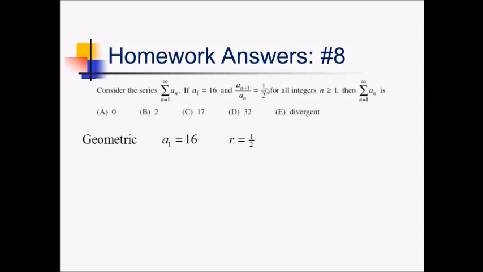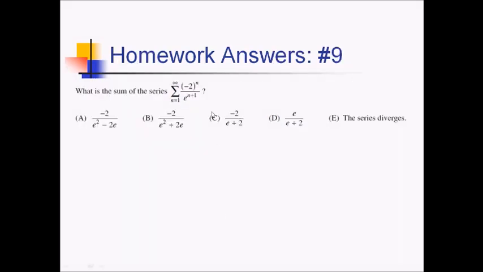Since my r value, absolute value, is 1/2, and this is less than 1, that means this geometric series will converge. So let's go ahead and find out what it converges to. My infinite sum formula is a1 over 1 minus r. So I can write this as 16 over 1 minus 1/2. Well, this is just 16 over 1/2, which is just going to be 32 if I multiply by 2, multiply by the reciprocal. So that gives me choice D.